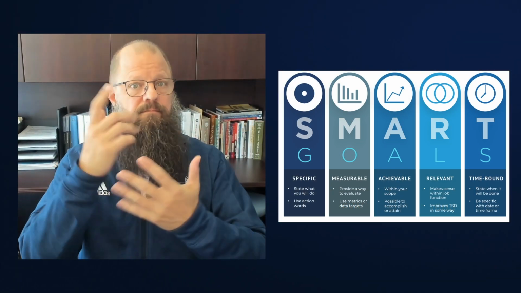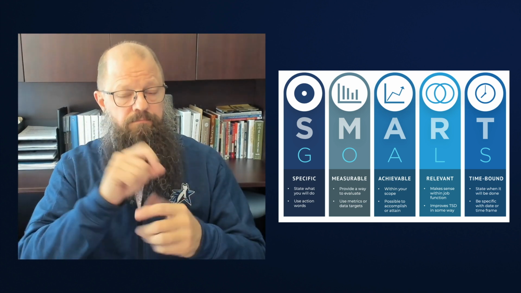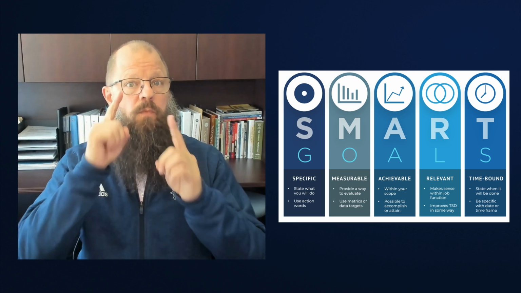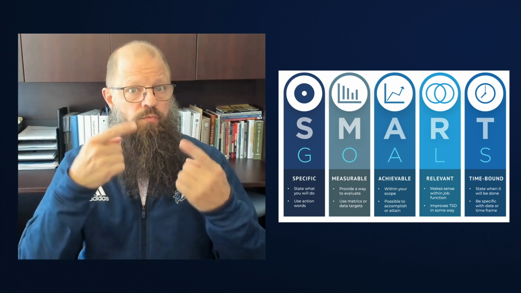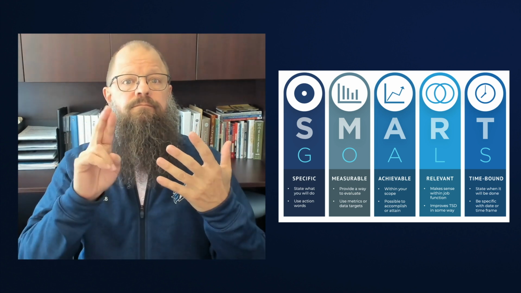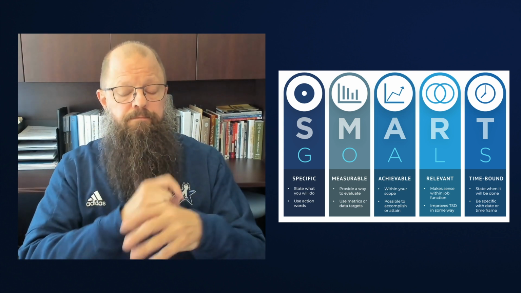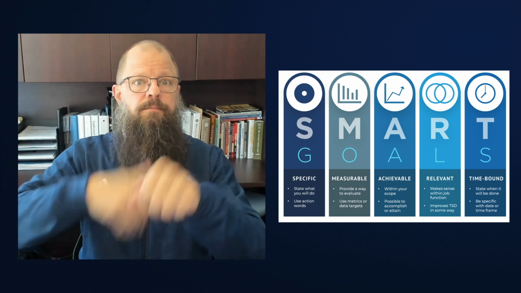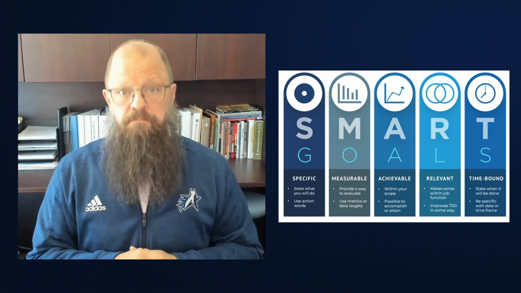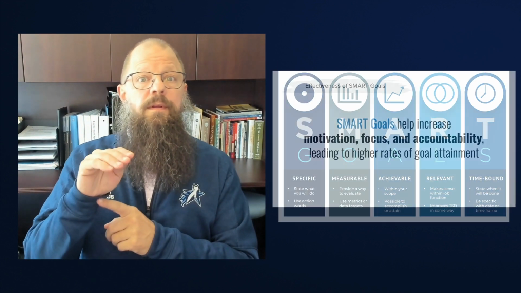The acronym SMART, or S-M-A-R-T, has 5 components. S is the goal specific. M is the goal measurable. A is the goal achievable. R is the goal relevant to their position. And T is the goal time bound.